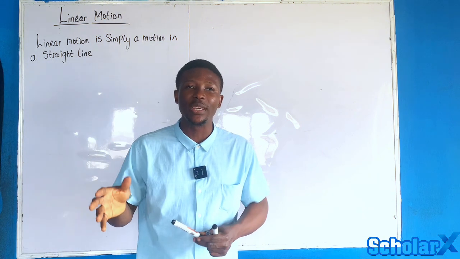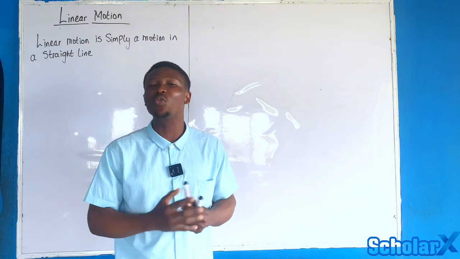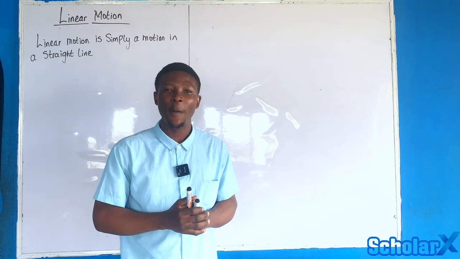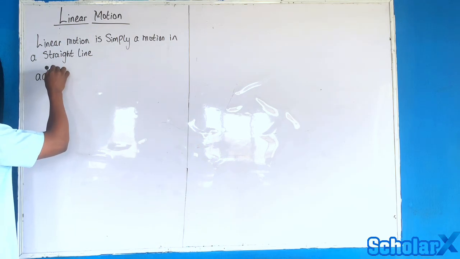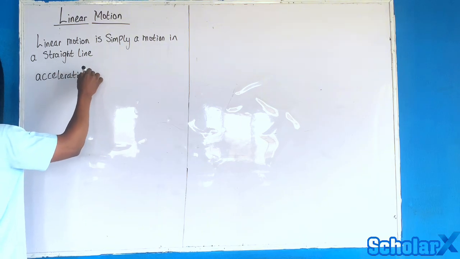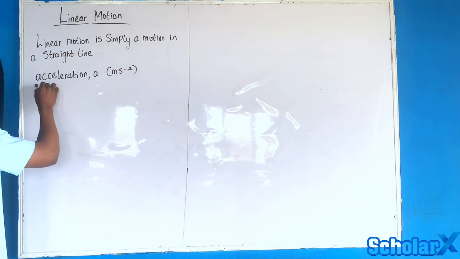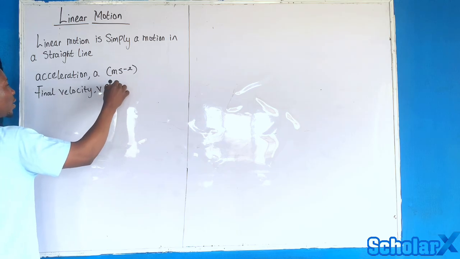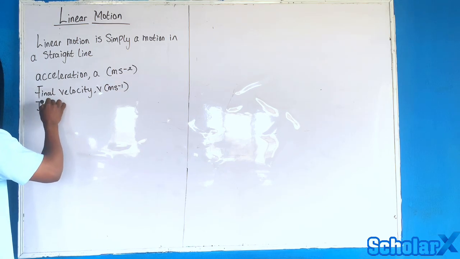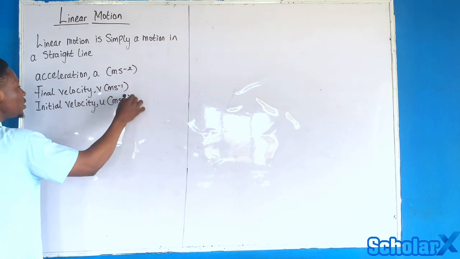Now, straight to business, we have some equations of motion that we use to solve problems under linear motion. But before we go to that part, we're going to look at the quantities we use in linear motion. We have acceleration A, which is measured in meter per second squared. We have our final velocity V, measured in meter per second, and we have our initial velocity U, also measured in meter per second.